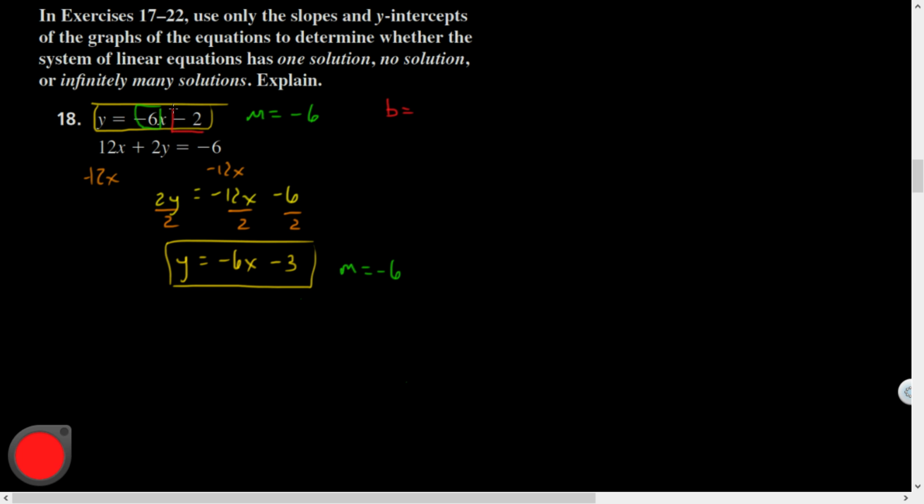Thoughts? Yeah, negative 2. Y equals mx plus b, and in this case, b is negative, so it's negative 2. And what's the y-intercept in this equation? That's the negative 3, right? So they're not the same line, but they had the same slope, so that means these lines are parallel, right? Parallel, and therefore there is no solution.